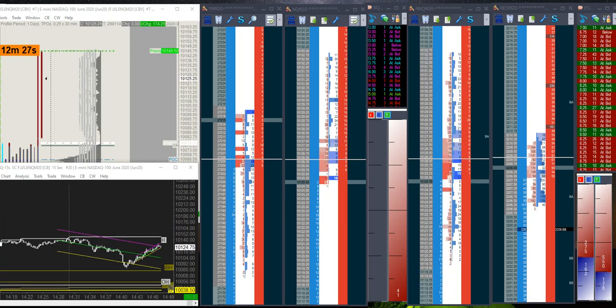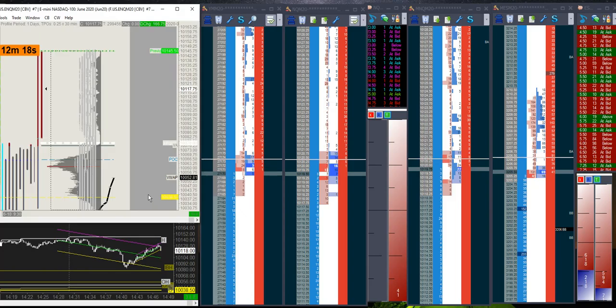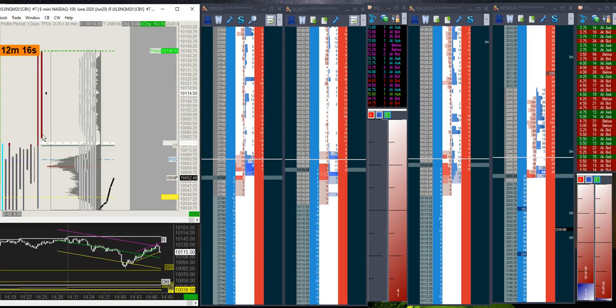So that's FOMC here. Single print 10.078. That's going to be an important inflection point, and it seems like we're not willing to trade back in their low volume node there.